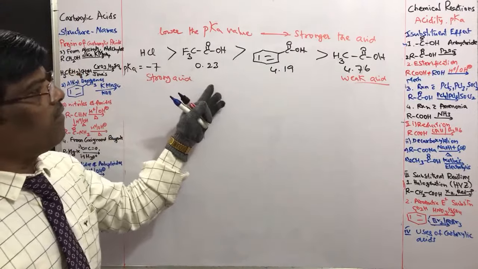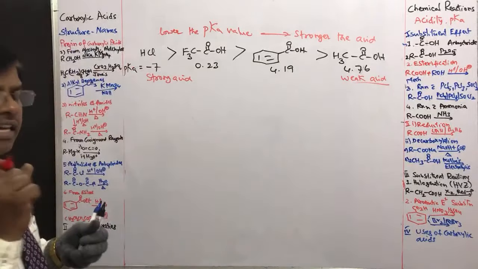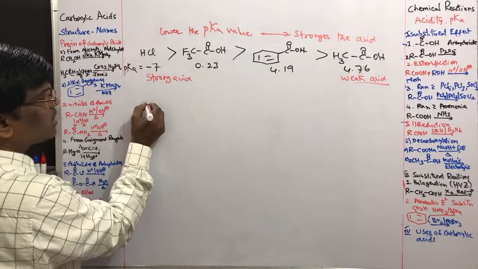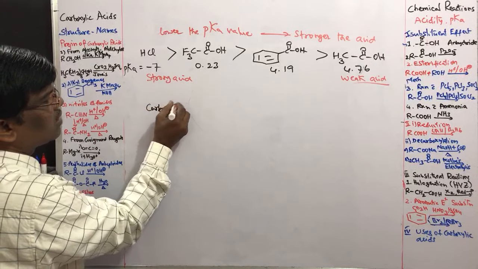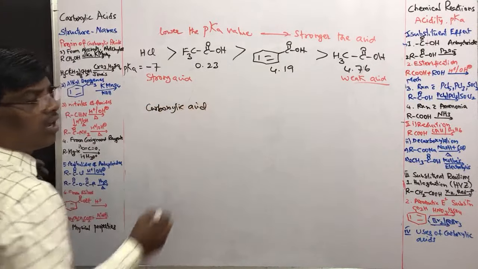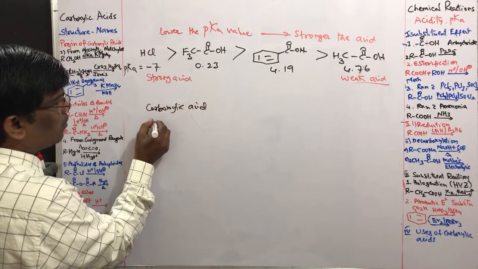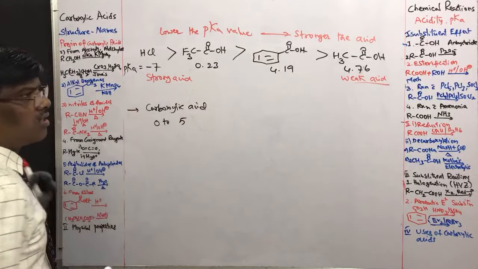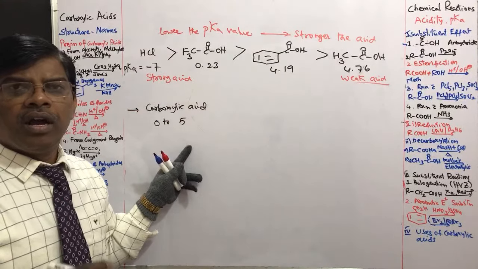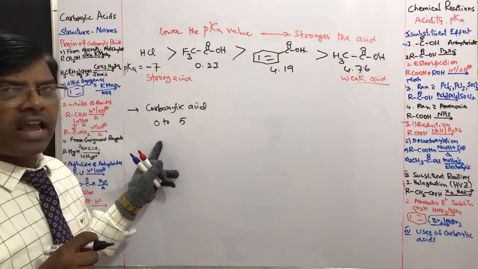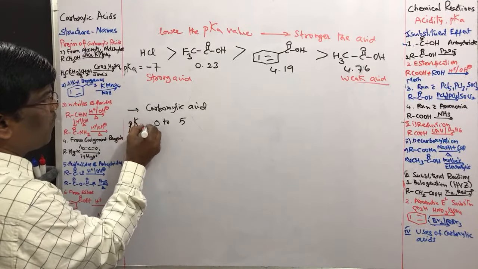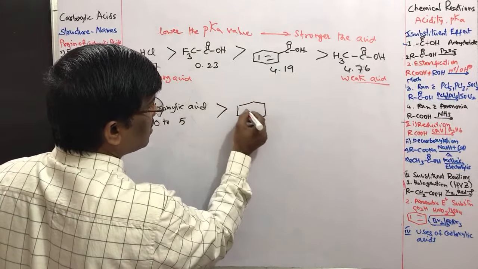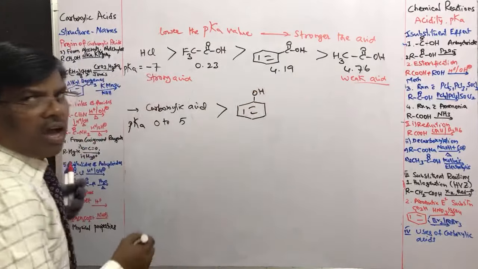So lower the pKa value, stronger the acid, and among organic molecules, carboxylic acids are going to have pKa values from 0 to 5. So these are strong acids with respect to organic compounds. pKa is 0 to 5. Then followed by phenols, unsubstituted phenols. Phenols are going to have a pKa of around 10.